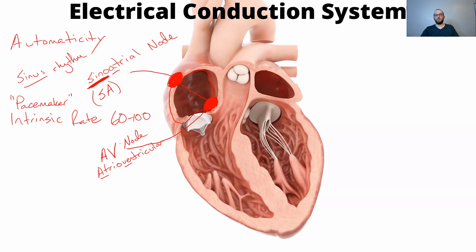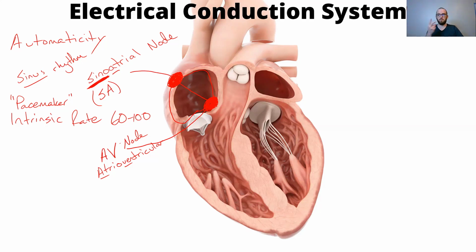And so the AV node's whole function is to slow down that electricity that starts traveling through the heart. Because remember, when we talk about the heart beating, the entire heart doesn't contract all at once. The atria contract, there's a slight pause, and the ventricles contract. And think about it, if you're listening to the heart, we hear two sounds.